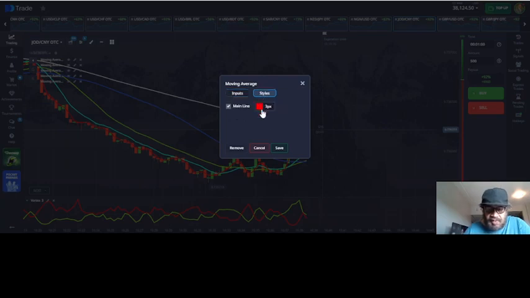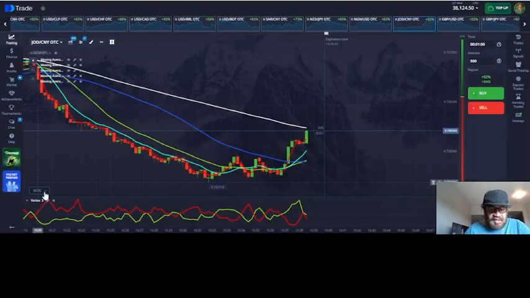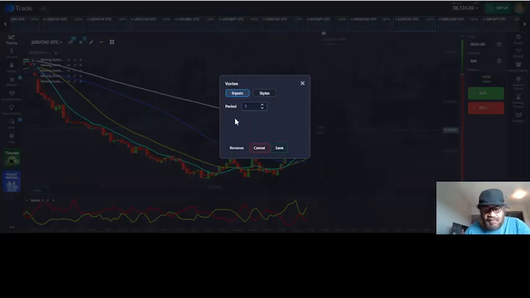I've set them all to 3 pixels in line width. And for the Vortex indicator here at the bottom, I'm going to be using a period of 3. And in my style settings, I've increased the VI plus line to green 3 pixels and the VI minus line to red 3 pixels.